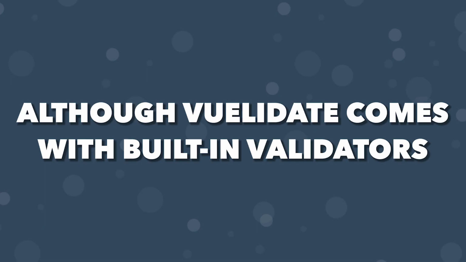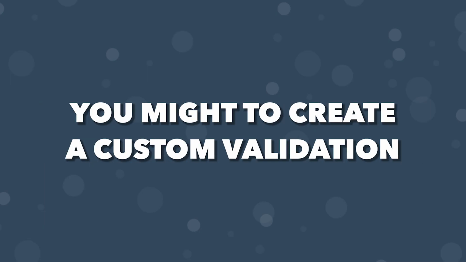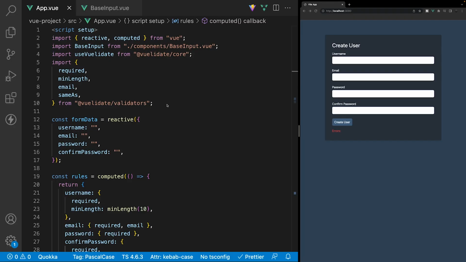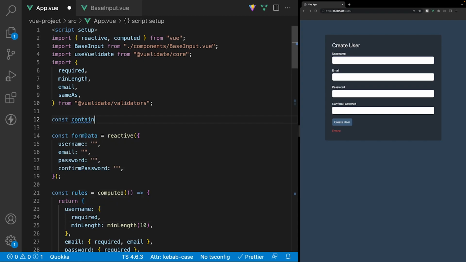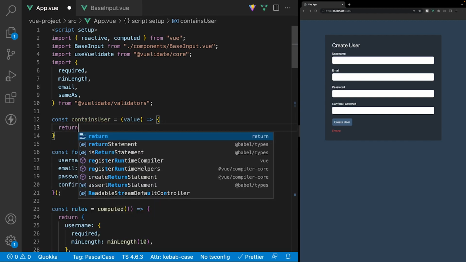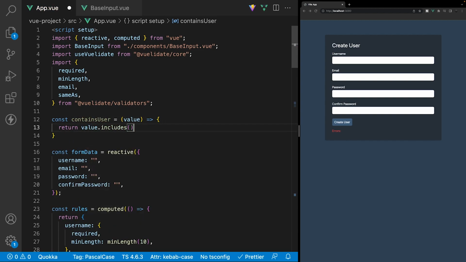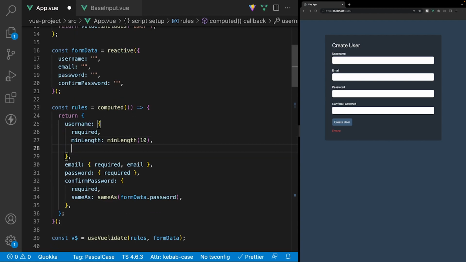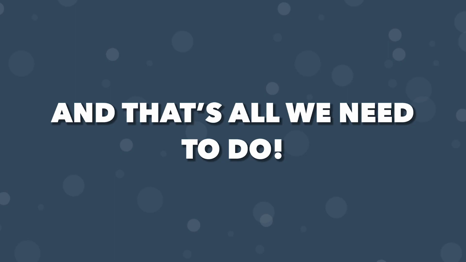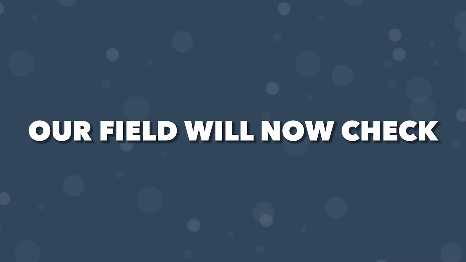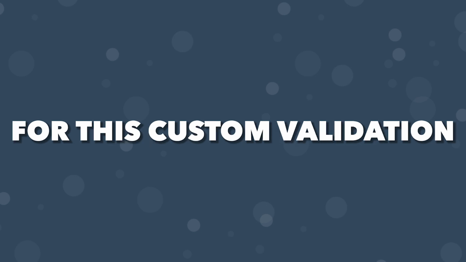Although Vuelidate comes with built-in validators, you might want to create a custom validation. Perhaps for the username, we want to ensure the value contains the word user. We can create a new variable called containUser and set it equal to a function with a param of value, and return a check using the includes method to check for the value of user. Then we need to set the variable that we define within our rules for the field that we want to add this custom validation to. And that's all we need to do. Our field will now check for this custom validation that we just wrote.